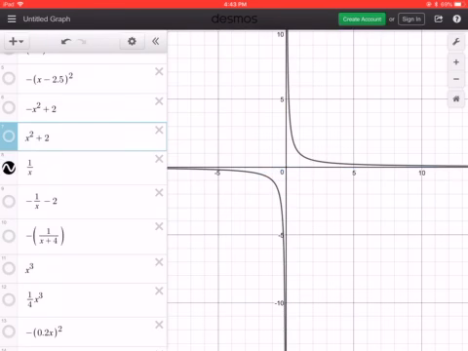Okay, so let's talk about dilations. So vertical and horizontal dilations are very, very similar. In fact, it's almost the exact same thing. It's just how you describe it. So a vertical stretch or a vertical expansion is the same as a horizontal compression, and a vertical compression is the same as a horizontal expansion.